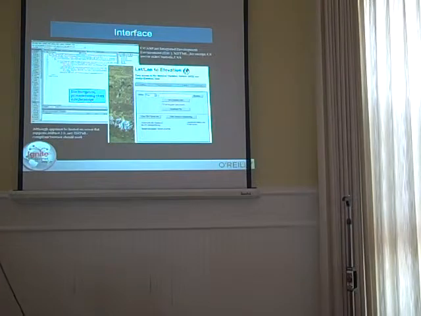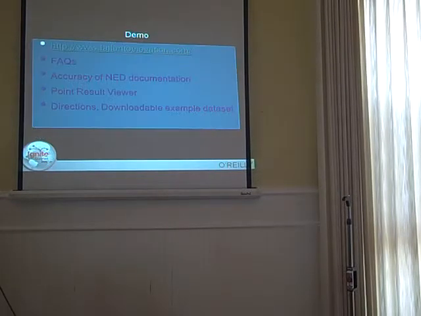You basically just upload your file, it processes it on the server side, and returns your results as XHTML. Some of the other sections on the website include documentation of the accuracy, which I'll talk about in a second. You can view your points using a Google Earth mashup, and then also an example data set and, of course, directions on how it works.